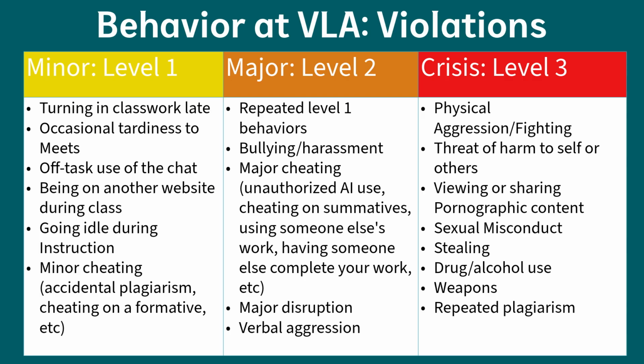Crisis level violations include things like physical aggression or fighting, threat to harm yourself or others, viewing or sharing pornographic content, sexual misconduct, stealing, drug or alcohol use, possessing weapons, or repeated plagiarism.